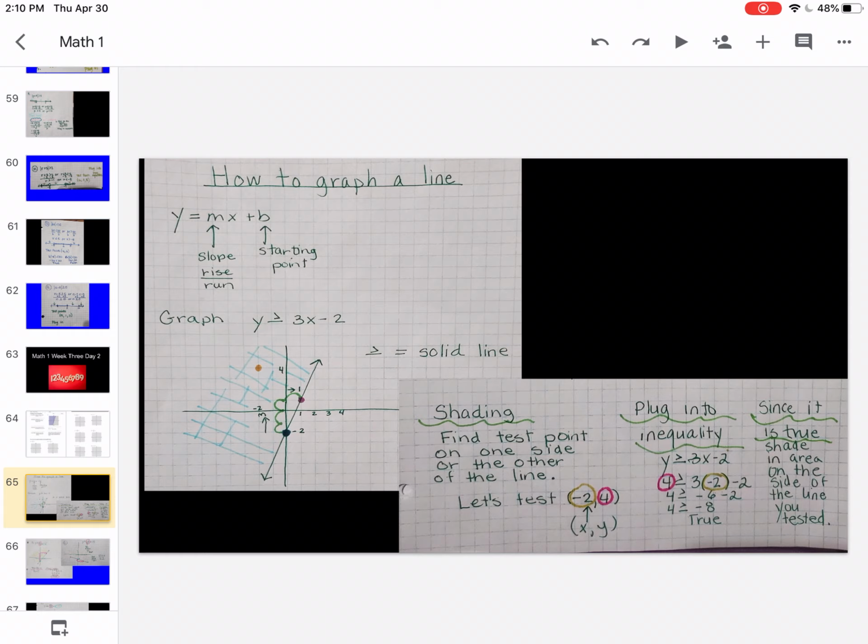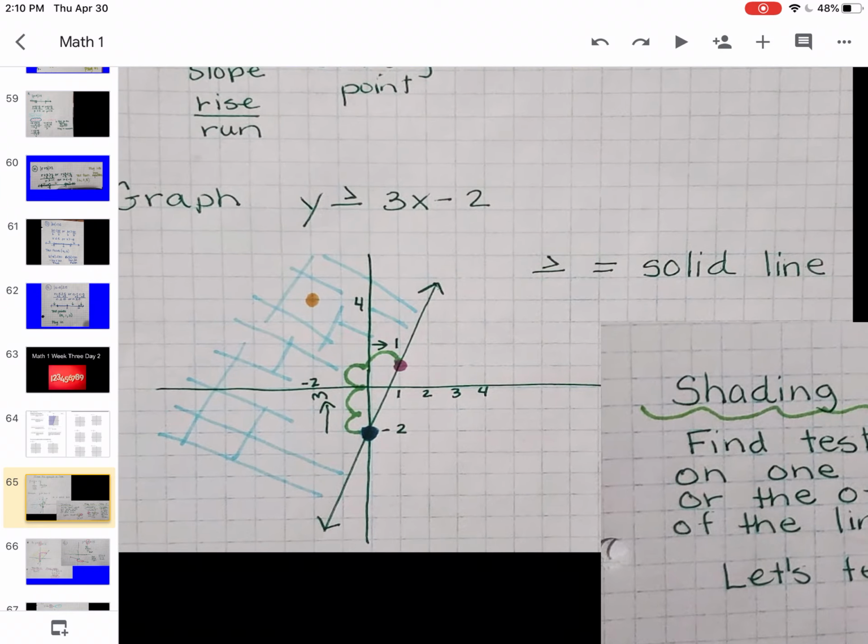So if we look at y is greater than or equal to 3x minus 2, the minus 2 is your starting point. So you can see I'm going to go to -2 and put a dot. Then I'm going to rise up on that green, where I have it squiggly green. So I'm rising up 3, and then I'm going over 1. Even though there's no 1 underneath that 3, if it's just a number, then you always go over 1. Put a dot there, and then connect your line.